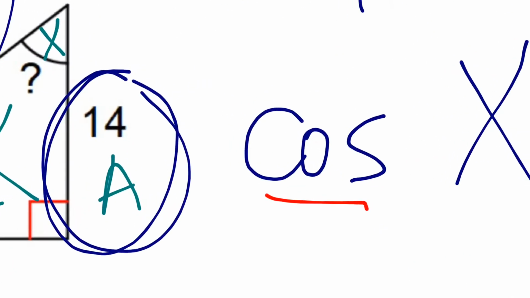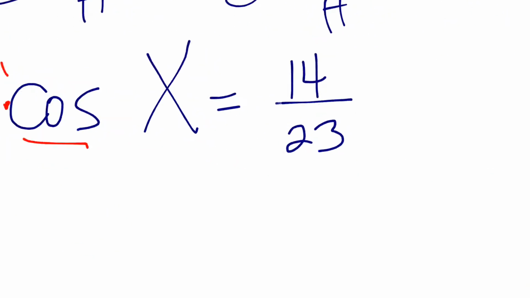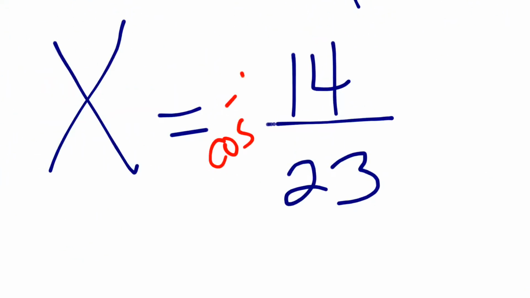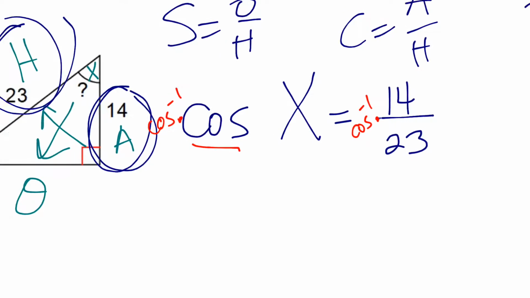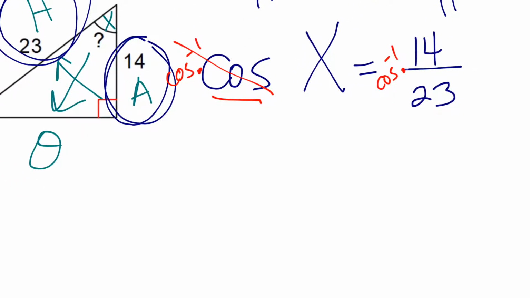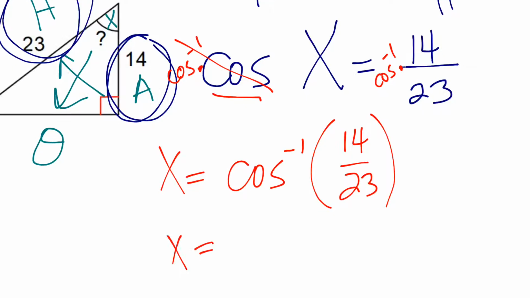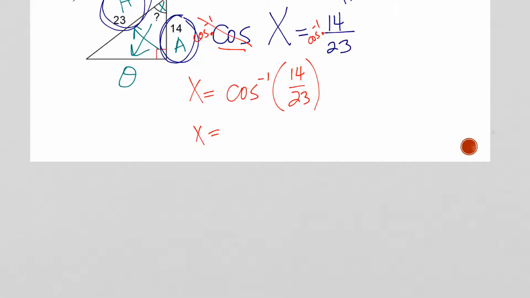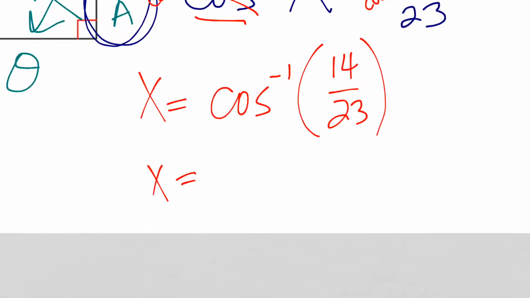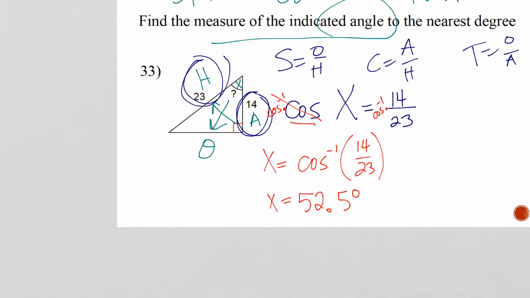I can't divide it, but I can multiply by the inverse of cosine. So now I have cosine inverse on both sides. The cosine inverse and the cosine cancel out. So now on your calculator, you would type in cosine inverse of 14 over 23. Once you type this into your calculator, you should get 52.5 degrees.